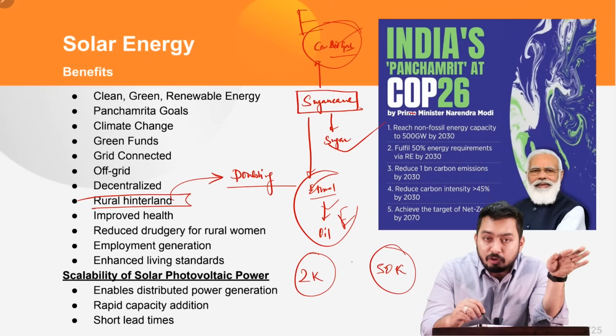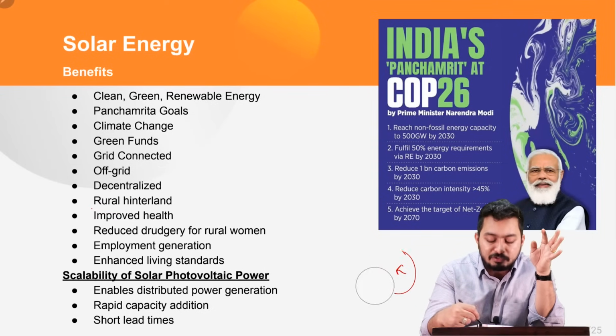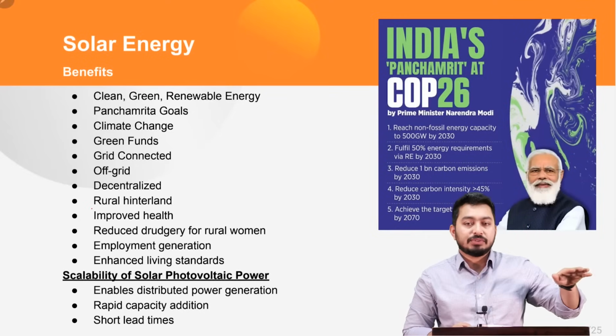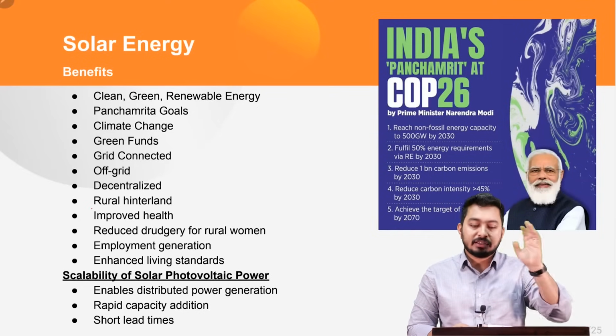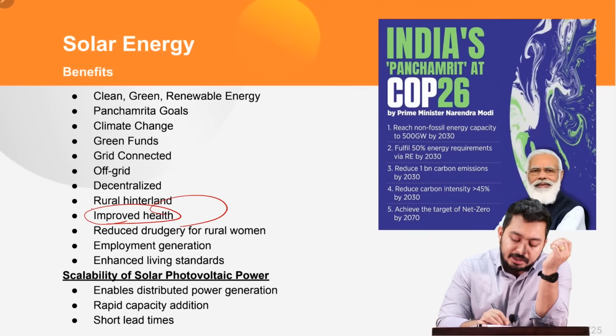Because you have lots of horizontal spaces. And one of the biggest problems of solar energy is that it requires a lot of space, a horizontal space, right? This is one of the disadvantages that you can see. Now, it will also improve health because it reduces the drudgery.